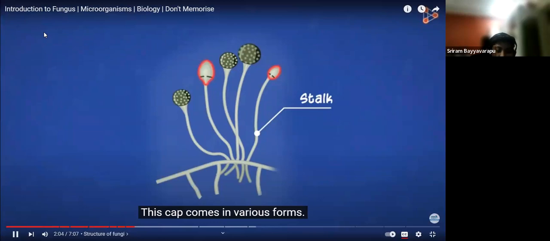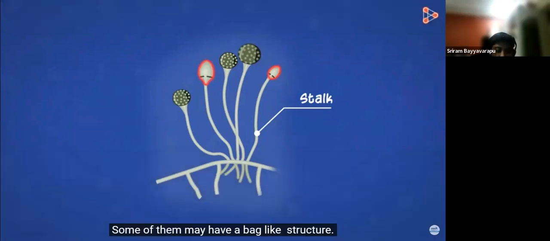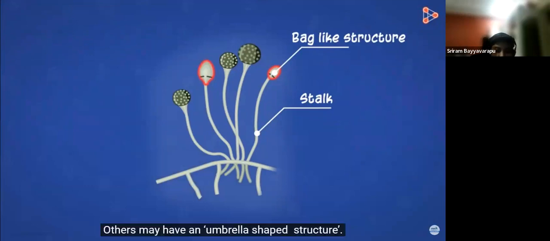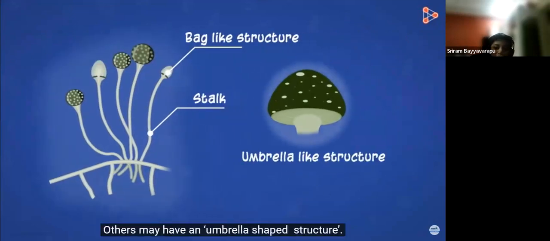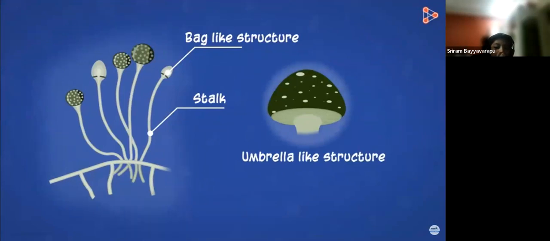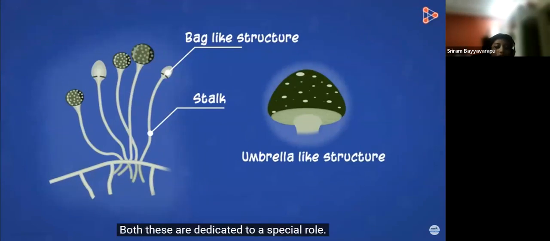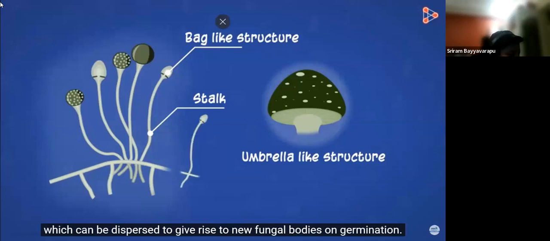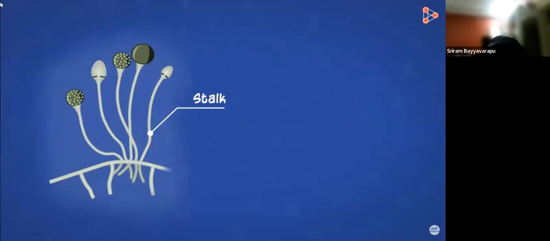This cap comes in various forms. Some of them may have a bag-like structure. Others may have an umbrella-shaped structure. Both these are dedicated to a special role. They contain spores of the fungi, which can be dispersed to give rise to new fungal bodies on germination.